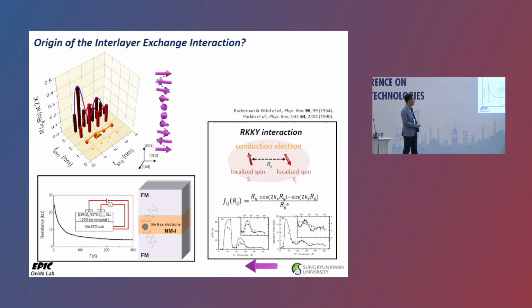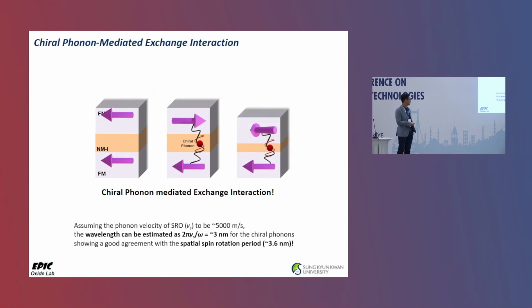But for the RKKY interaction to work, you need itinerant electrons, and your spacer layer should be metallic, which is not the case here. For the STO layer, you can measure this junction transport, and the SRO system is, of course, again metallic, but you can see this huge resistivity increase, and you can see that this is coming from the insulating behavior of the STO. So across this insulating layer, RKKY interaction cannot work well, okay? And so that's why we think there are chiral phonons actually mediating this.